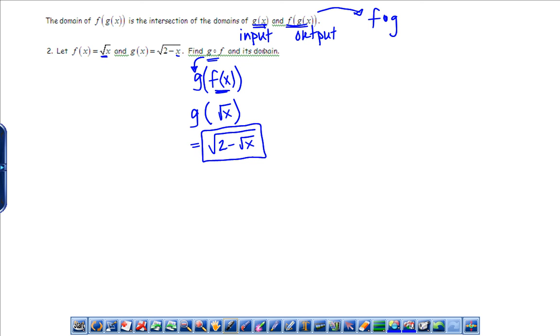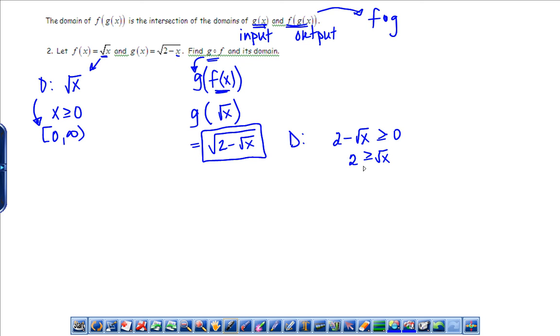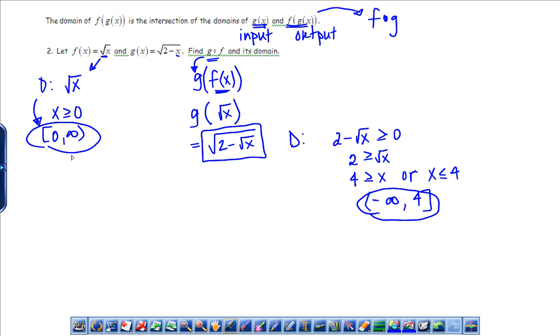Now it says find the domain. So this is what I would do. I would find this domain first. So this domain, remember when you find these, you just take it out and find it greater than or equal to 0, 0 to infinity. Then if we find the domain for this problem right here, take it out of the square root again. So this would be 2 minus the square root of x is greater than or equal to 0. Looks like we need to square both sides, or if you flip it around, x is less than or equal to 4. So I'm going to take both of these answers and combine them and graph them.